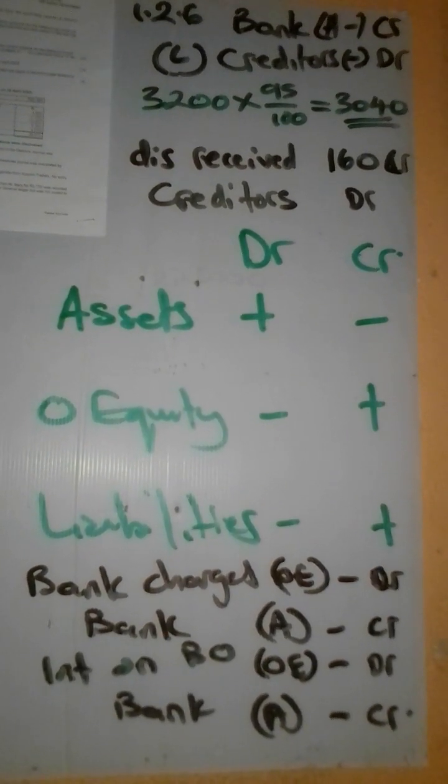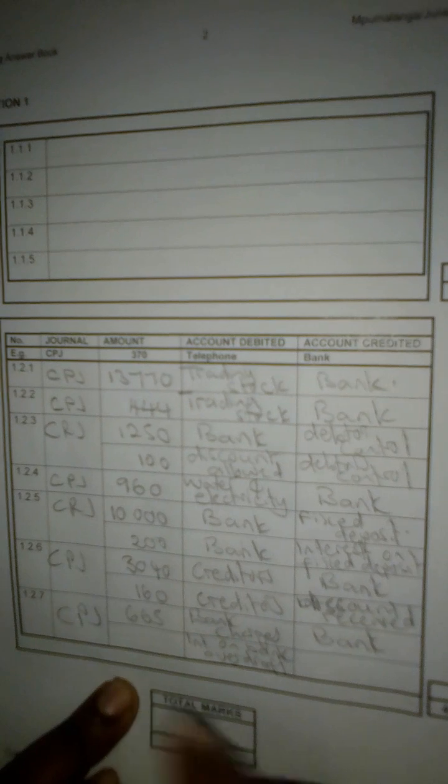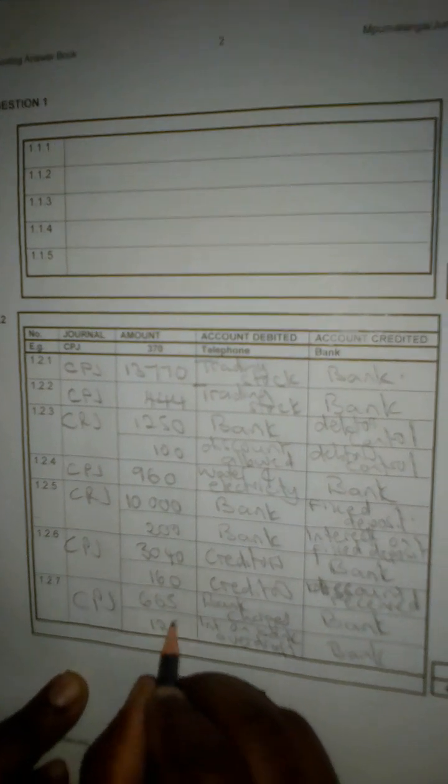So what do we debit? Of course, it is also a CPJ. The first amount is 665, and here it is bank charges against the bank. And then here we've got interest on bank overdraft. We are debiting all expenses because they decrease owner's equity, against the bank. The amount is actually 120.